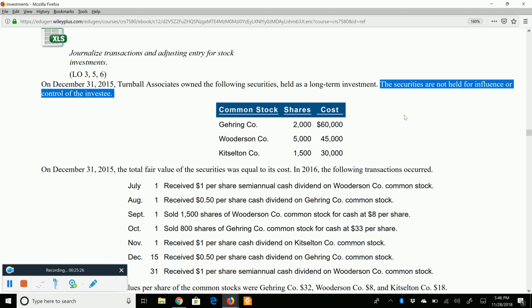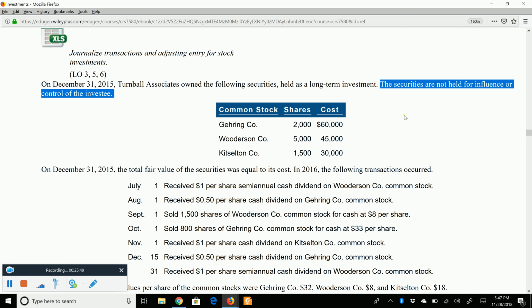Held for influence, we would own 20 to 50% of the company, and we would use what's known as the equity method. So it's neither of those. Therefore, I am assuming that all of these are going to be held using the cost method, meaning we own less than 20% of all of these companies.